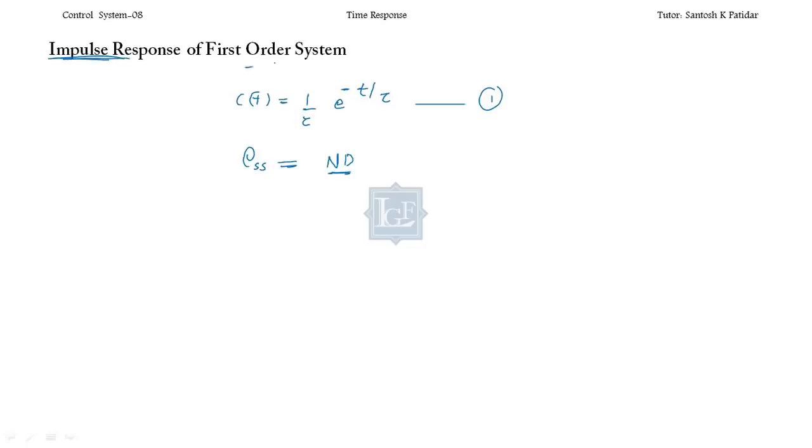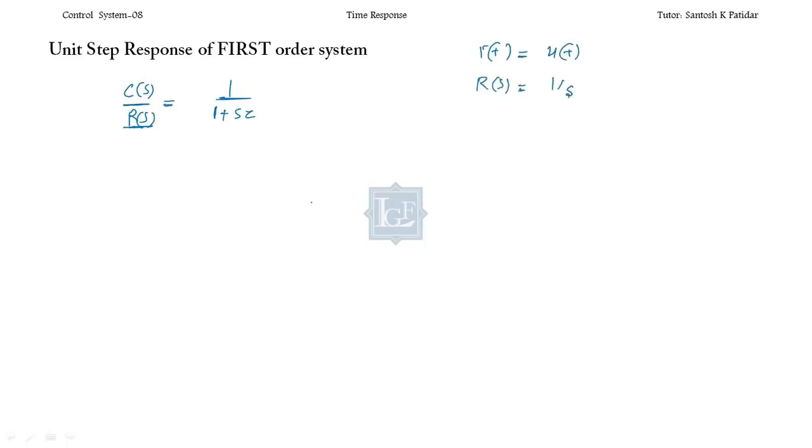unit step response of the first order system. Again, the transfer function of the first order system is 1 divided by 1 plus s tau. Correct? R(s), your input now, r(t) is the unit step. So R(s) will be 1 by s. The Laplace transform of unit step is 1 by s. You know about this. So C(s) you will get 1 by s times (1 plus s tau).